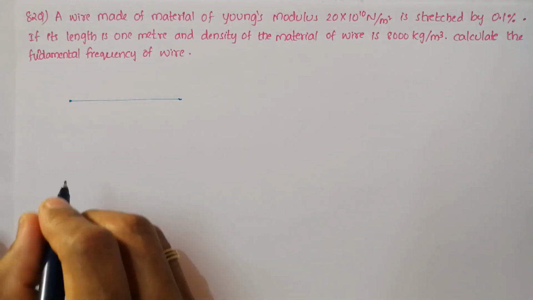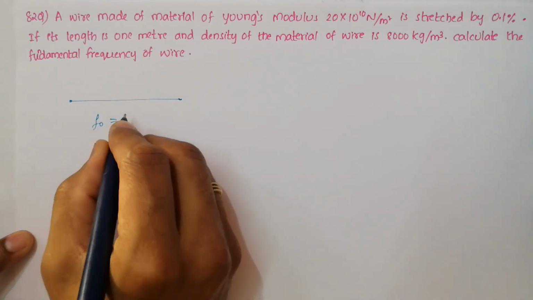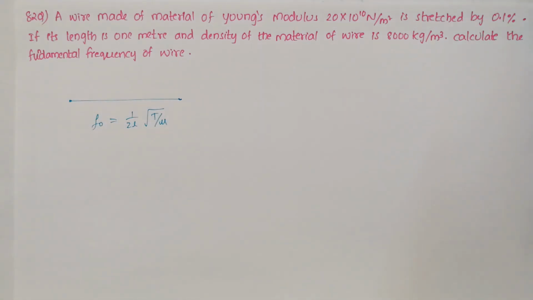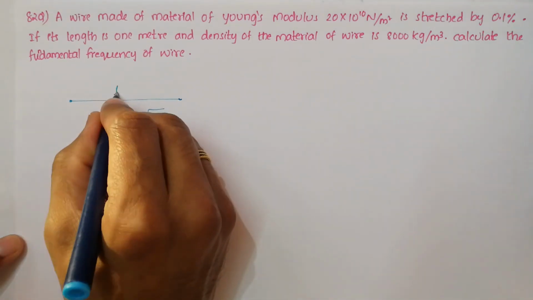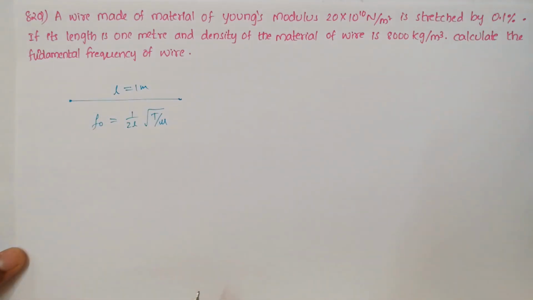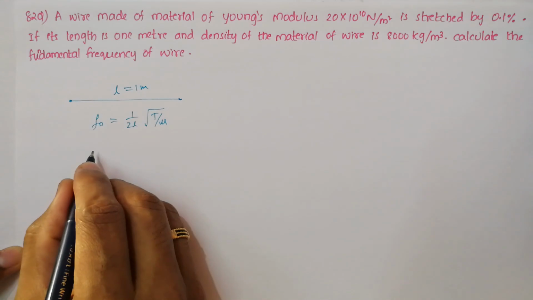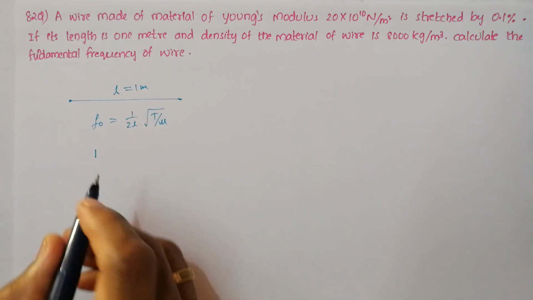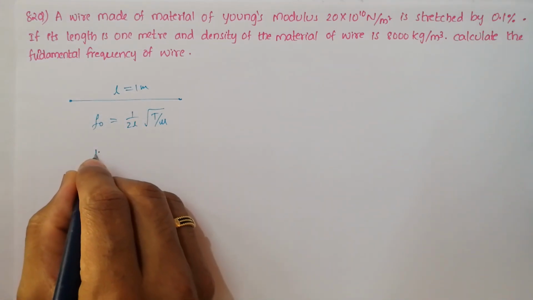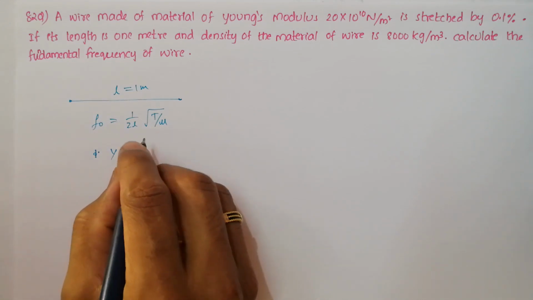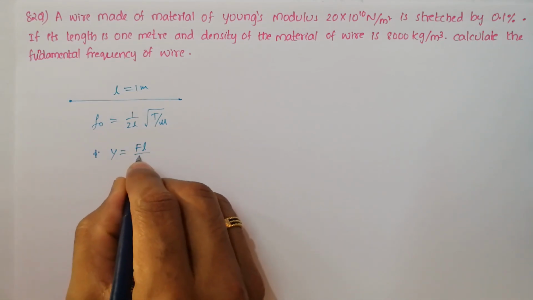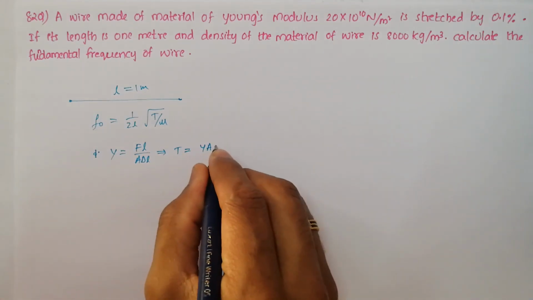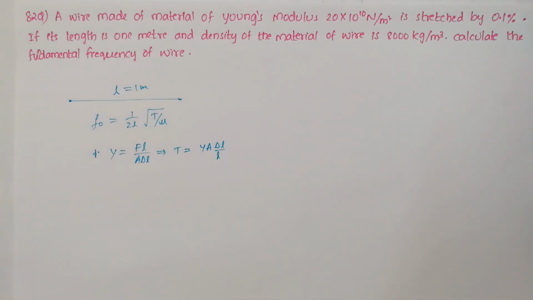Now we know the expression for fundamental frequency in this case: f naught is equal to 1 by 2l into under root T by mu. Now we have to calculate the T value and mu value. The length of the string is given as 1 meter. So we know T, right, as it is stretched due to elasticity, we'll get the tension. We know Y, Young's modulus, is equal to F L by A into delta L. From here I can calculate the tension. Tension will be equal to Y into A into delta L by L. So this is the expression for tension.